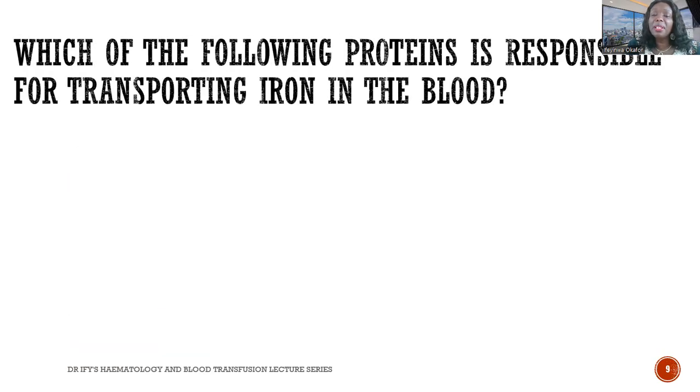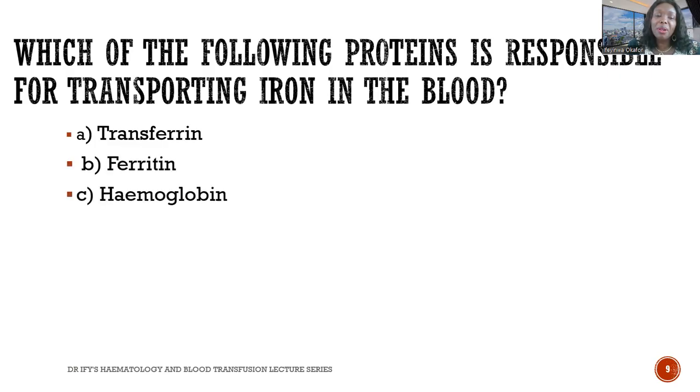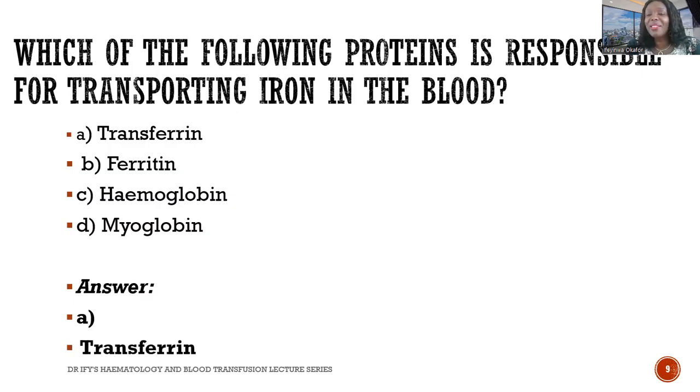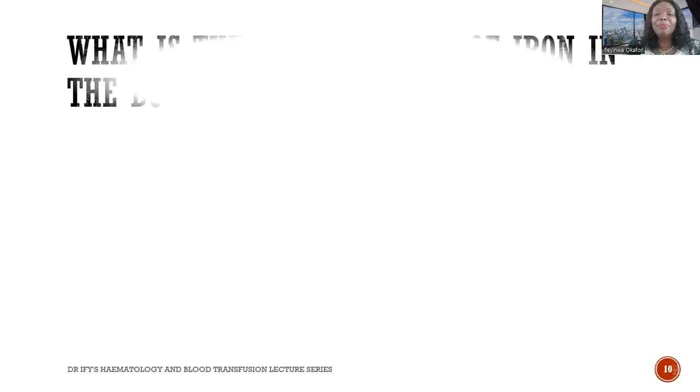Which of the following proteins is responsible for transporting iron in the blood? Transferrin, ferritin, hemoglobin, myoglobin. Answer A, transferrin. Transferrin is responsible for transporting iron in the blood.